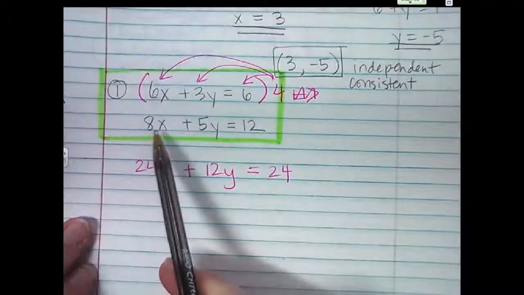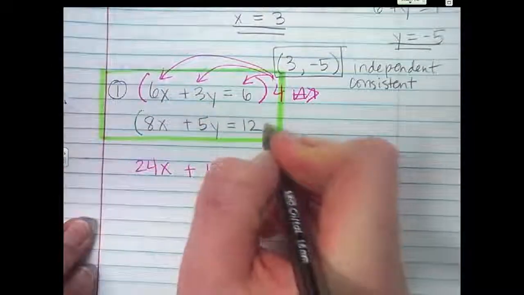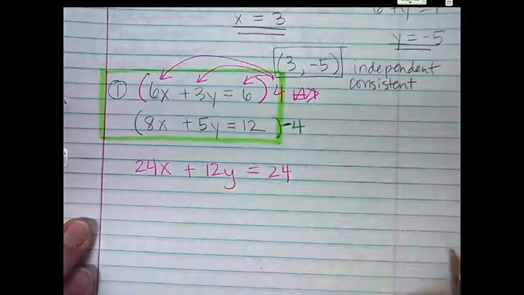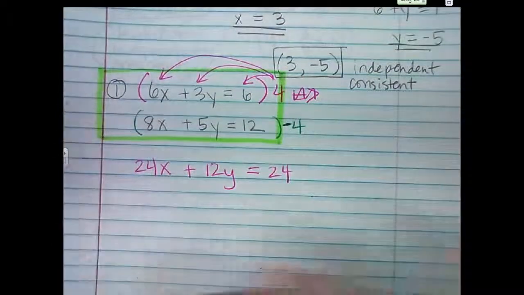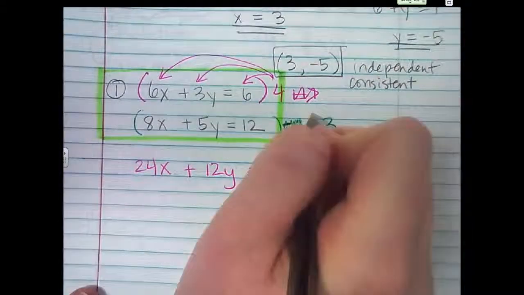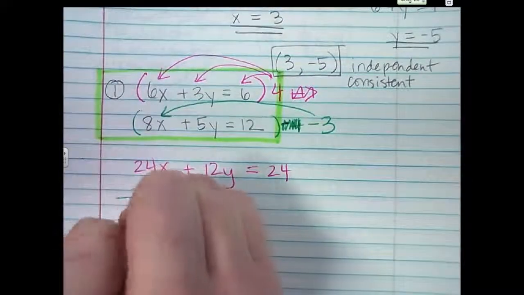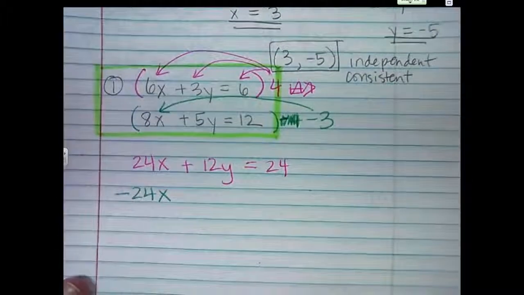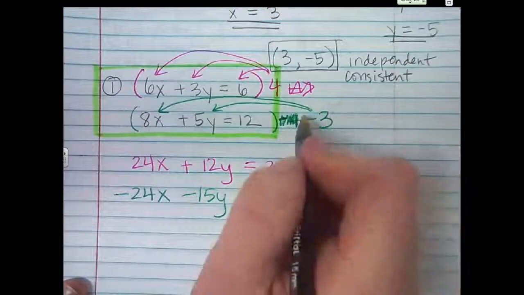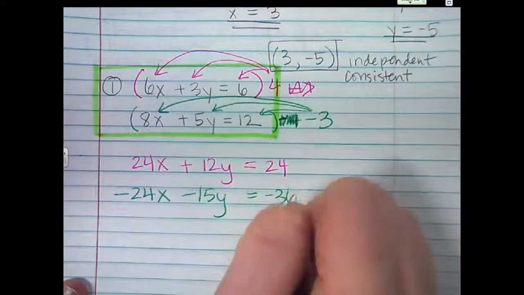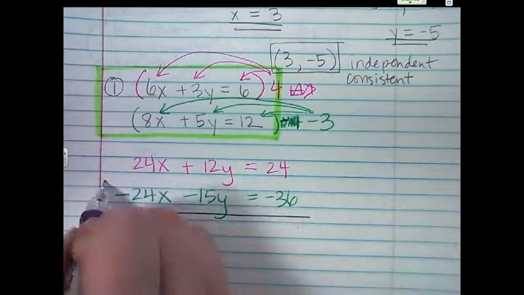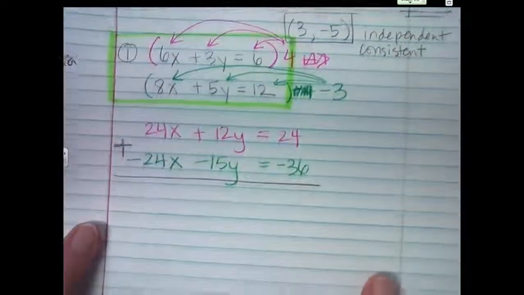Yes, so on this one, if I multiply this by a positive 4, it's going to give me a 24x, which does not eliminate. So I have to make this a negative 4. Oh, yes, thank you. Let's try a negative 3 instead. There we go. So that when I distribute, it becomes a negative 24x, because that's what I want to eliminate. Negative 15y equals negative 36. So again, this becomes a big math problem.